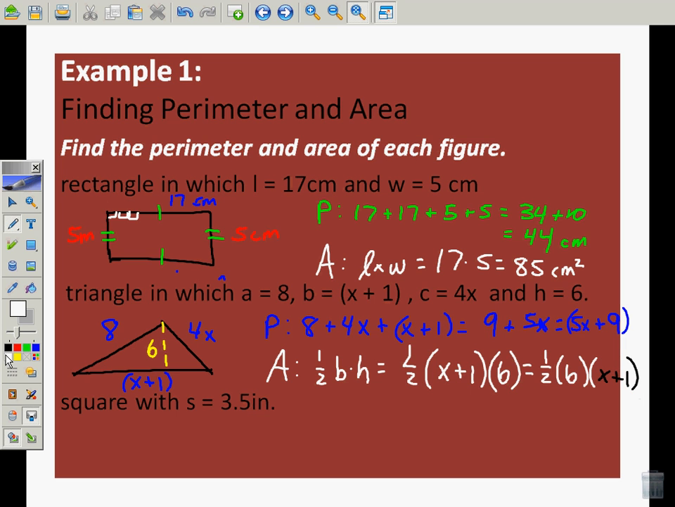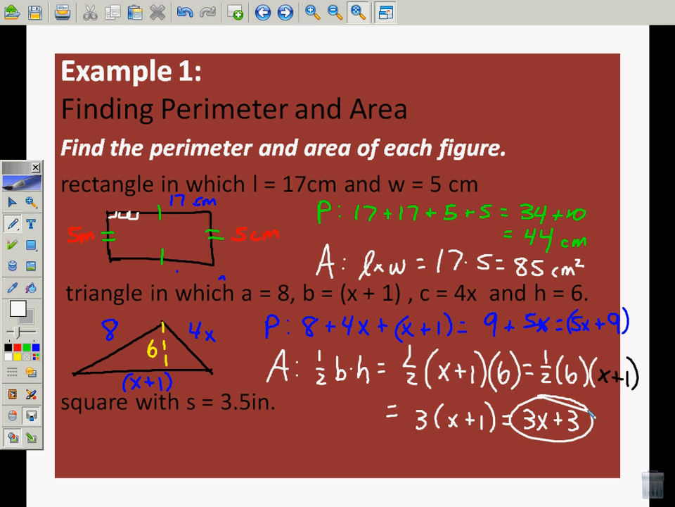So I've got 3 times x plus 1. I use the distributive property to do x times 3 is 3x plus 1 times 3, which is 3. This is my area. Okay? That's my area. All right.